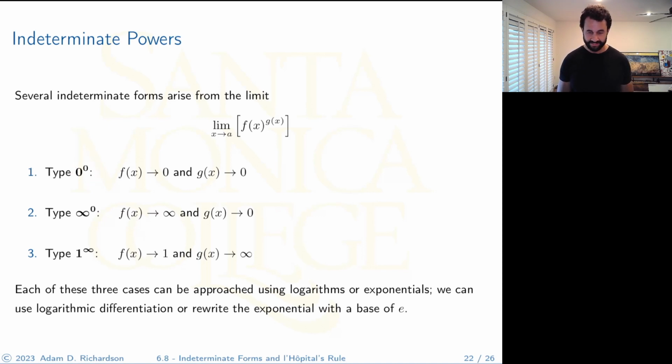0 to the 0. In this case, f of x goes to 0 and g of x goes to 0, so you're getting 0 to the 0. Another indeterminate form is infinity to the 0. So in this case, f of x goes to infinity and g of x goes to 0. And then the last one is 1 to infinity. So now f of x is going to 1 and g of x is going to infinity. And those are the three indeterminate powers.